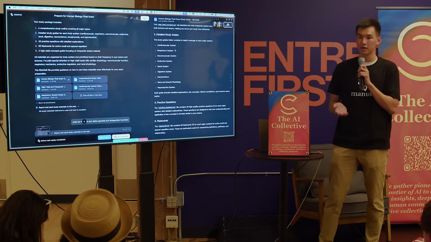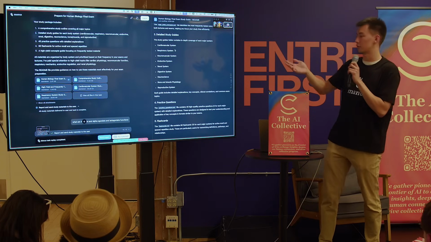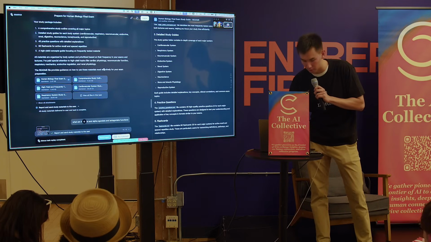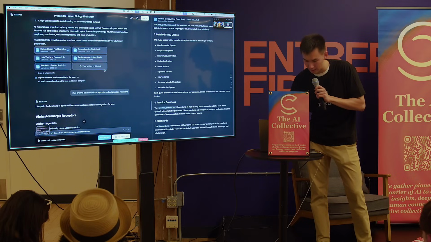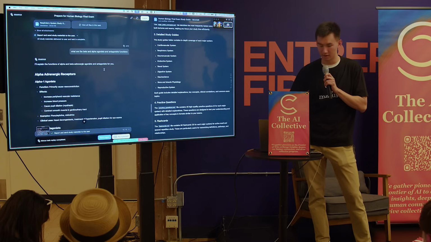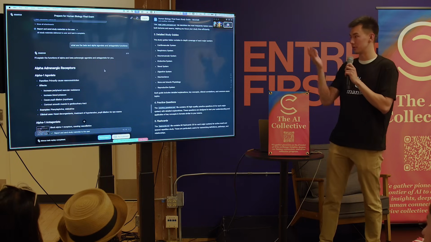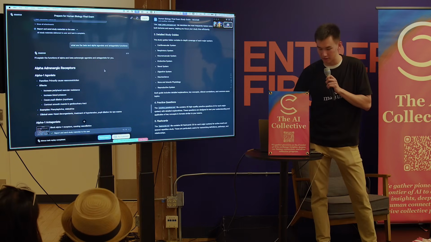And then let's say, oh, I don't know about a certain thing. I have a follow-up question about a certain part. So I asked it, what are the beta and alpha agonist and antagonist functions? And this is something very specific we covered and it should be in one of those slides. So you can see it very clearly breaks it down.